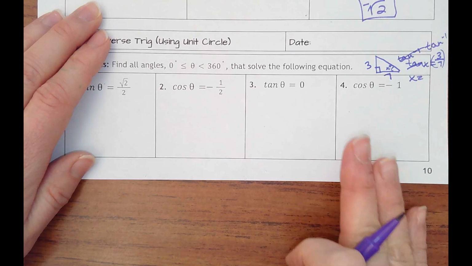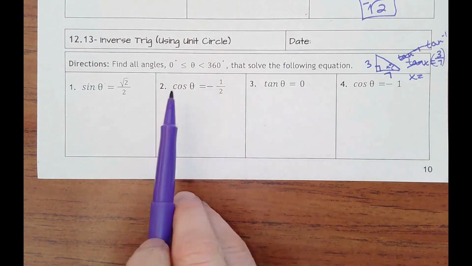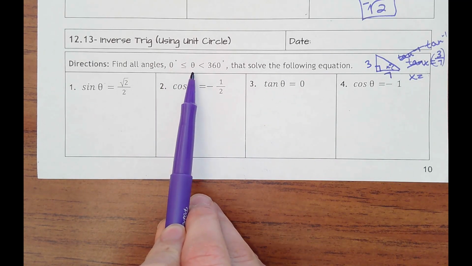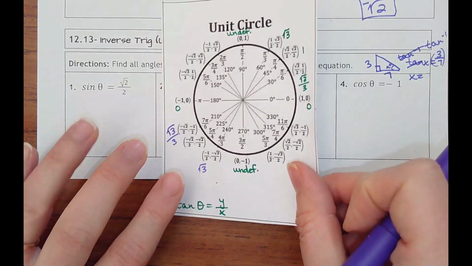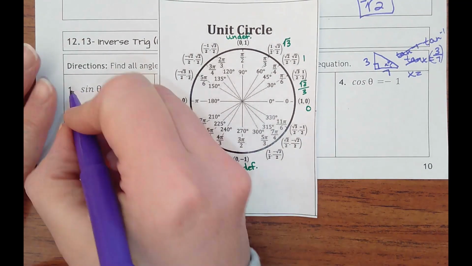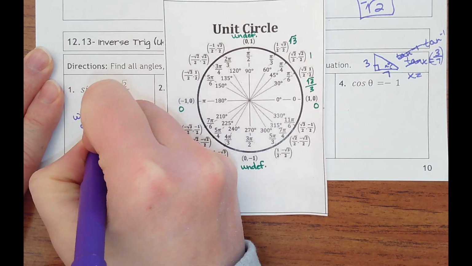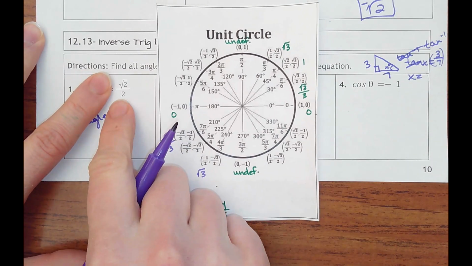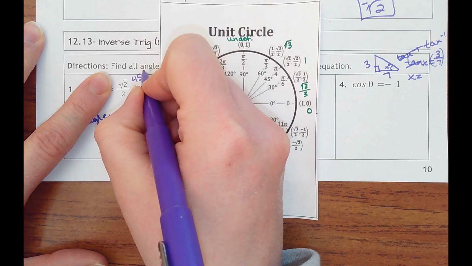That's similar to what we're doing today, but it's even easier because you're using your unit circle. So we're trying to find an angle. Remember, theta is the symbol for an angle measure between 0 and less than 360 degrees. So if it says sine of what angle is square root of 2 over 2? This should look familiar because we know that's in our 45, 45, 90 triangle.